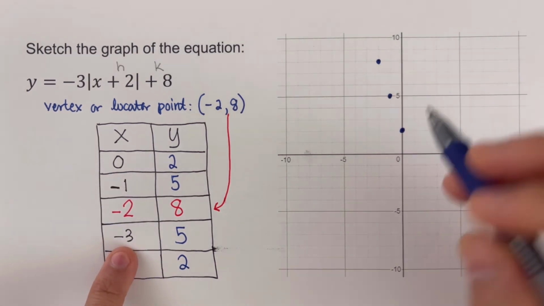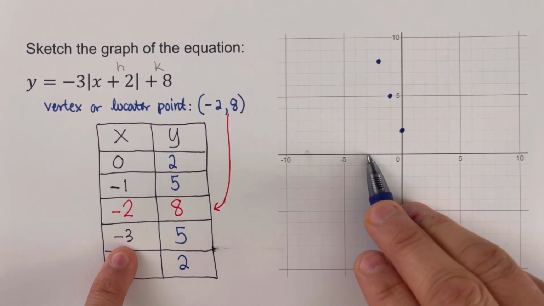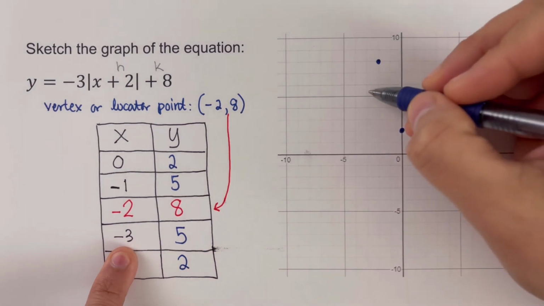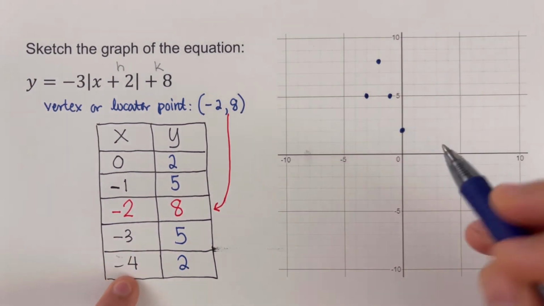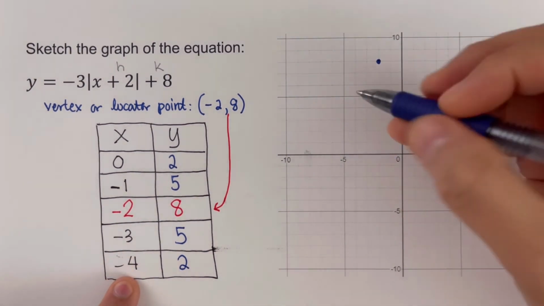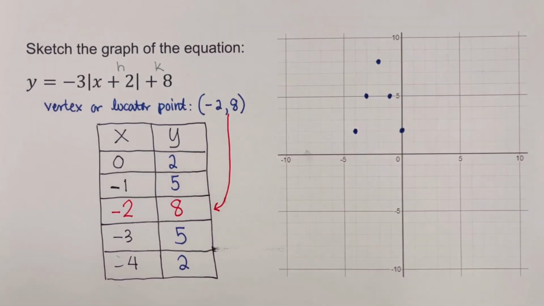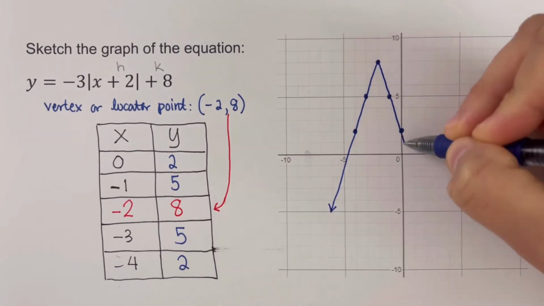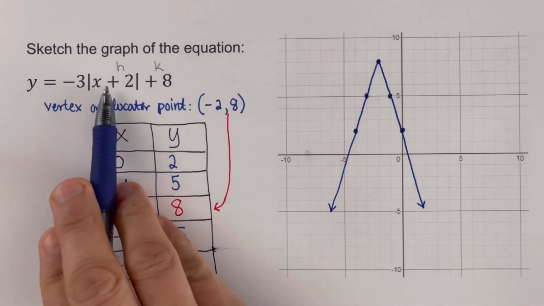And then we have -3. So -3 is up here. And then it's going to go to 5. So it's going to go up here. And the -4 goes to 2. So this is the next dot. So I'm going to go ahead and sketch the graph of this equation. So this is the graph of this equation that we have right here.